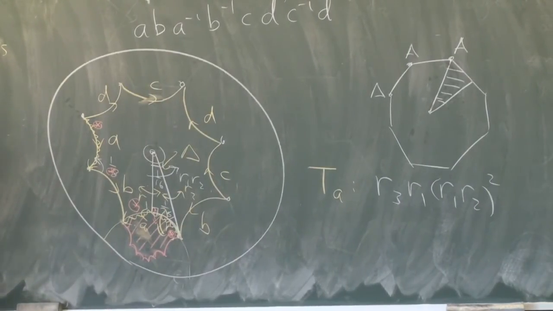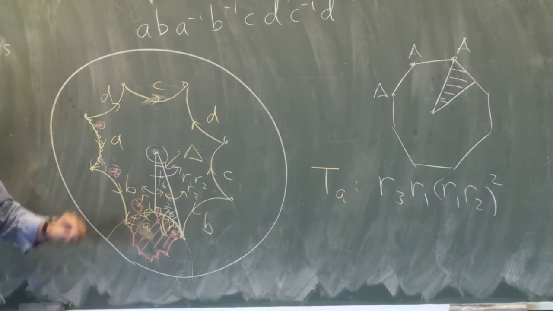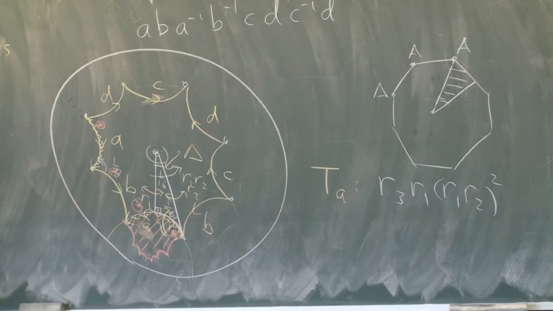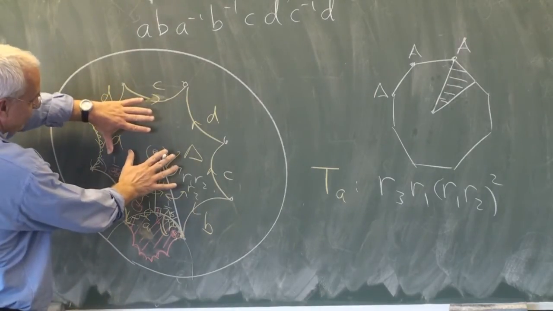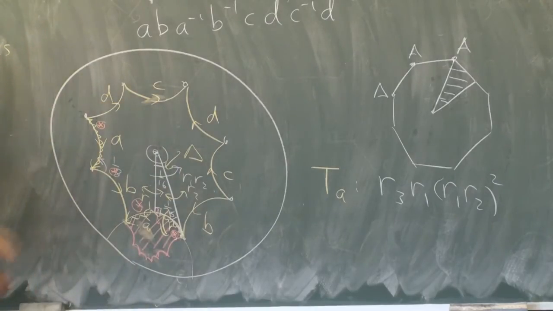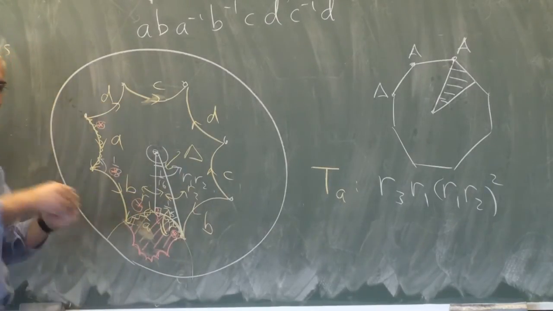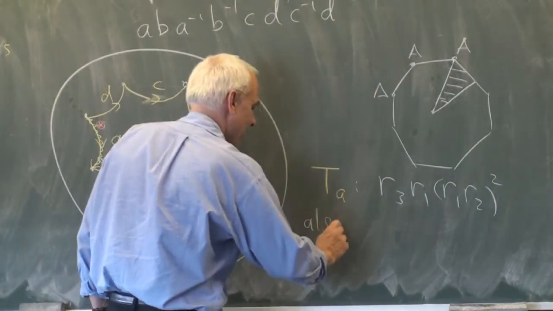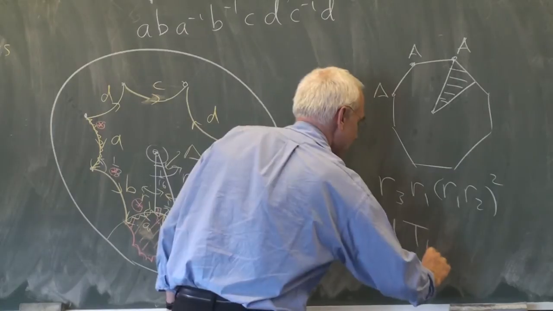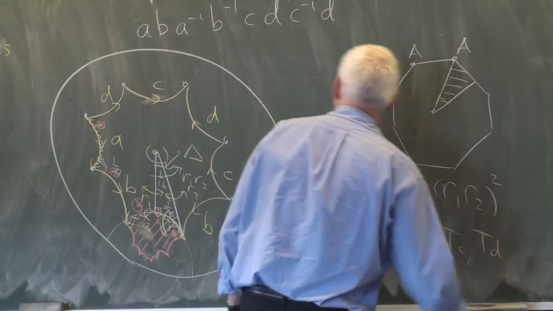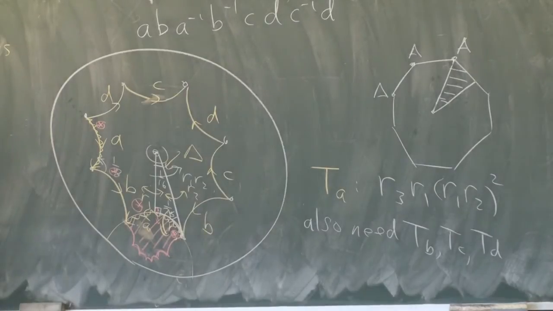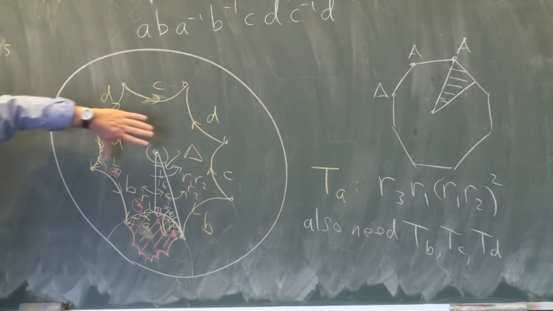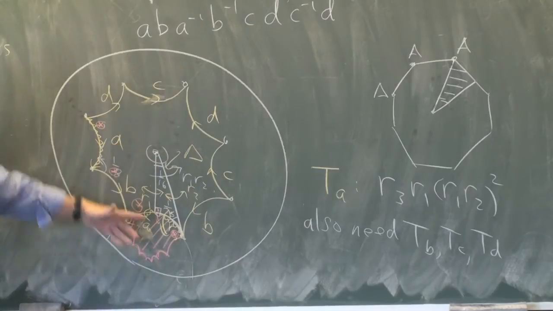All right, so you can cook up, in terms of, say, the generators R1, R2, R3, transformations that take our basic polygon and act just like the translations did when we were constructing the torus. So we would also need a T sub B, a T sub C, a T sub D, corresponding to these other three edges, which are very similar. This is a transformation that takes this thing here and sends it over here.